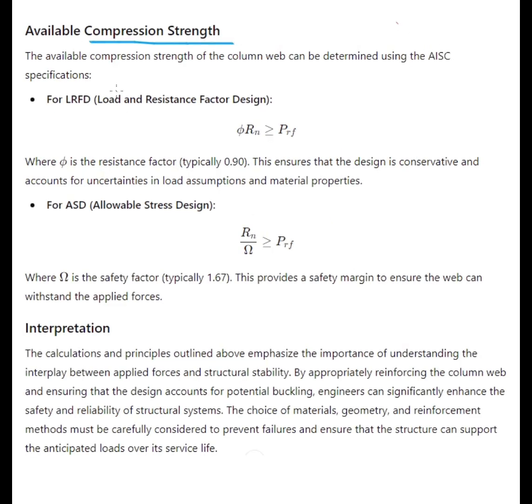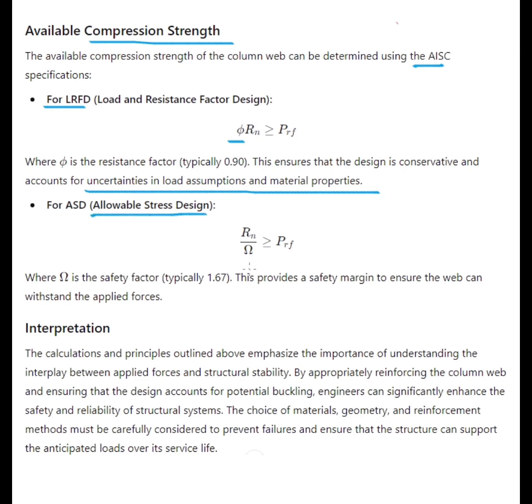Available compression strength. The available compression strength of the column web can be determined using AISC specifications. LRFD, load resistance factor design. Phi is the resistance factor, typically 0.9. This ensures that the design is conservative and accounts for uncertainties in load assumptions and material properties. There would be uncertainties in material properties as well as load assumptions. So to account for those uncertainties, this method makes a conservative design, including the resistance factor phi.